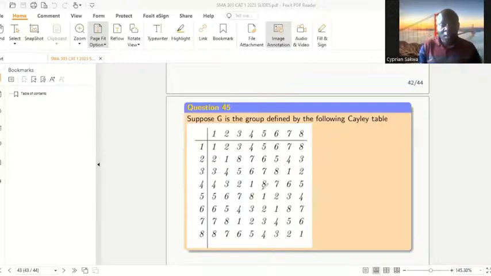Now, we just want to check whether 7 commutes with the elements. Of course, it will commute with 1. Let me check 2. 2 times 7 is 4. What about 7 times 2? It's 8. So 7 does not commute with the other elements, so we don't need to proceed to check the other elements. That means that 7 will not be in the center.